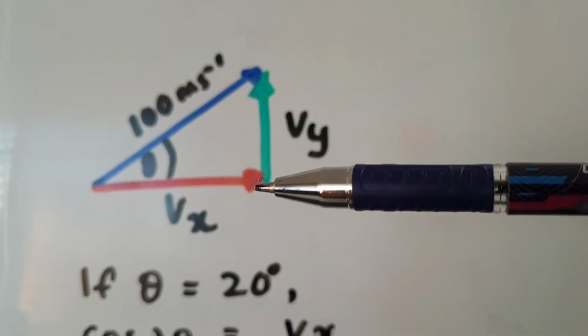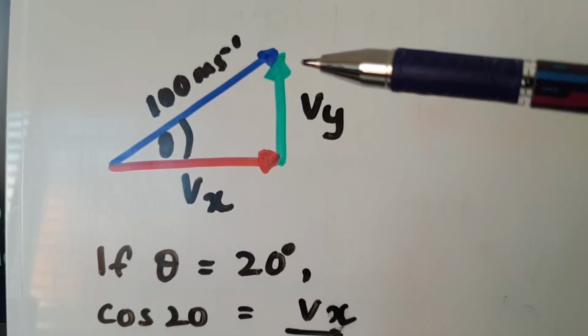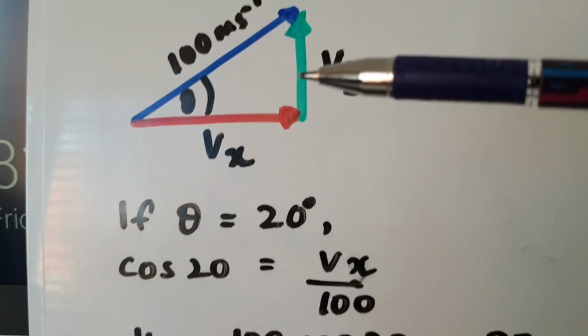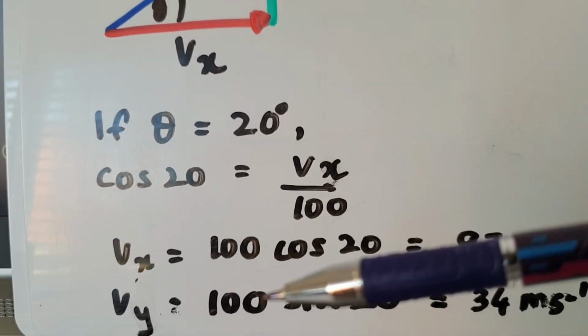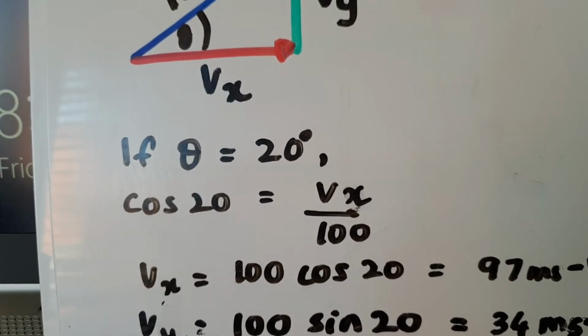In the same way, how quickly is it going upwards? So you're looking at the vertical component. So that's the opposite for that angle, and that's the hypotenuse. So we get Vy is 100 sine 20, and you get 34 meters per second.